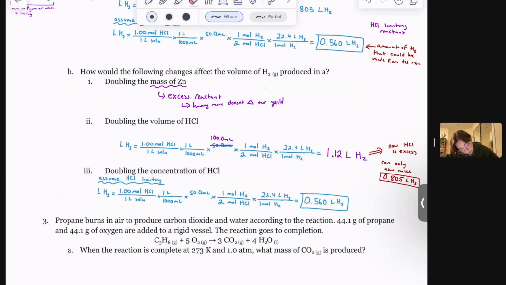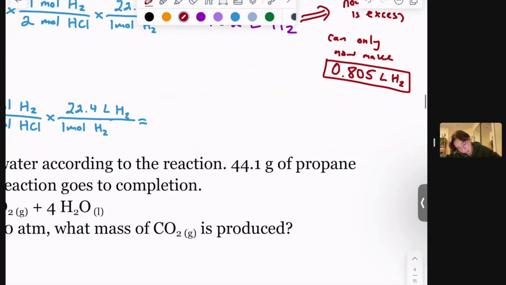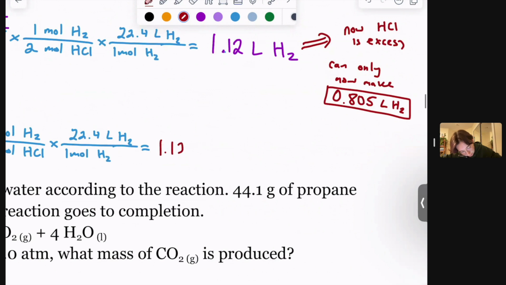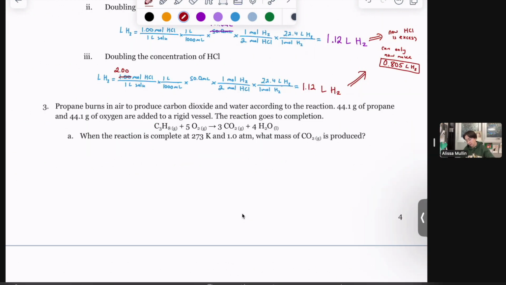Same thing, I'm just going to look back at my calculation and mess with it and see what result I get. Doubling my concentration, so instead of 1 molar, I'm going to have 2 molar. Multiply all across, I'm going to get this again. And same reasoning, I'm actually only going to make the 0.8 liters because I now have an excess of my hydrochloric acid. Let's try that next problem.